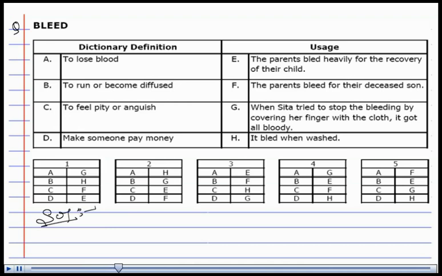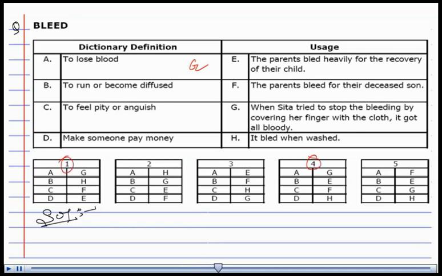Now let's check the definitions according to the usage. Statement A is to lose blood. It correlates with the sentence G, which is when Sita tried to stop the bleeding by covering her finger with the cloth, it got all bloody. Here, Sita is losing blood. So, G is the correct option. Now, the options that have the similar matches are 1 and 4.